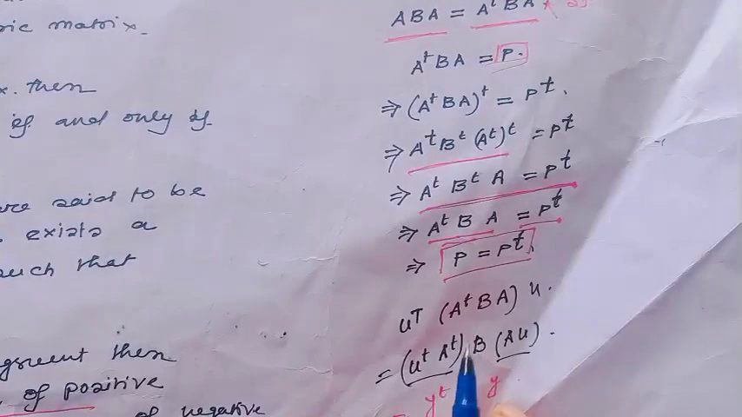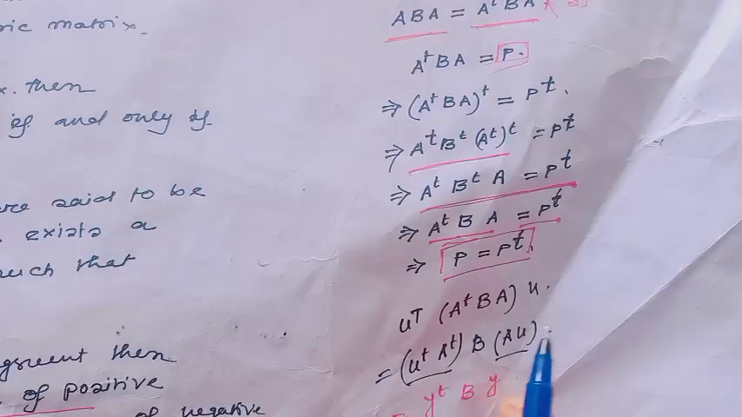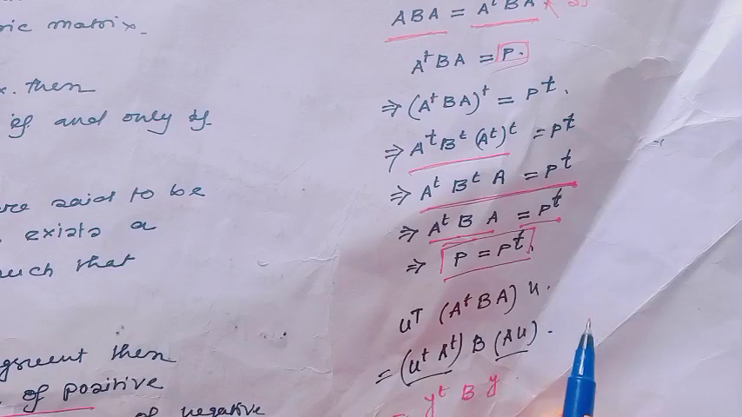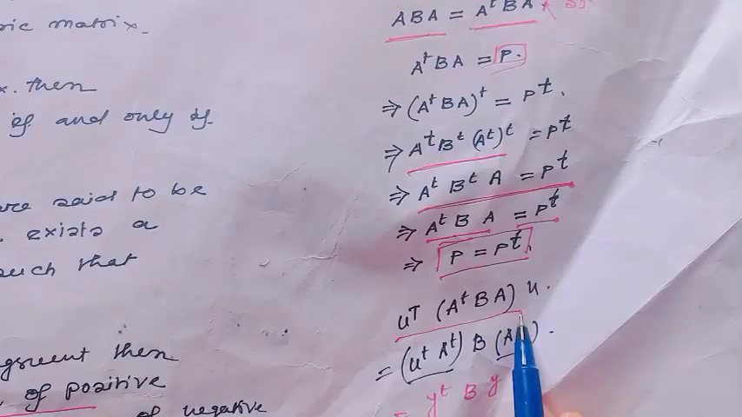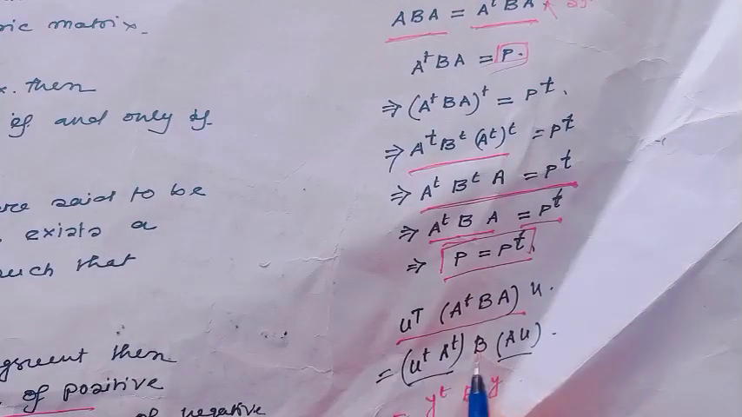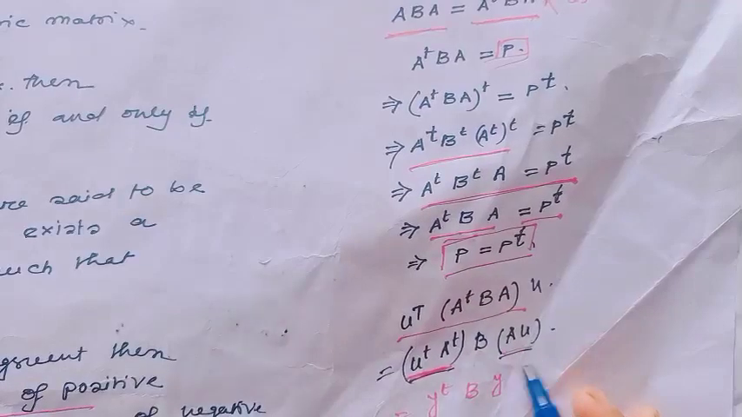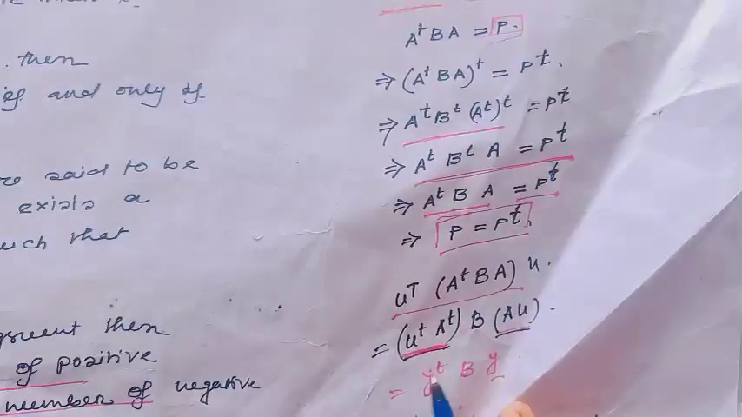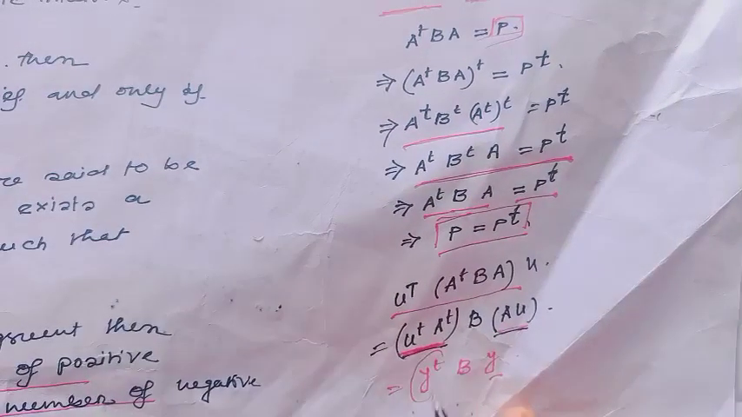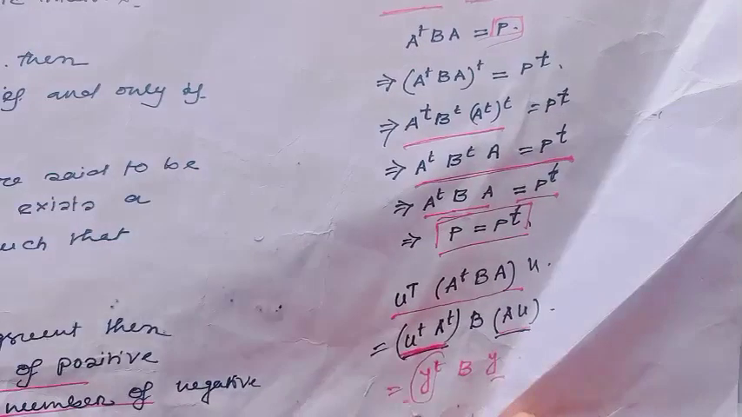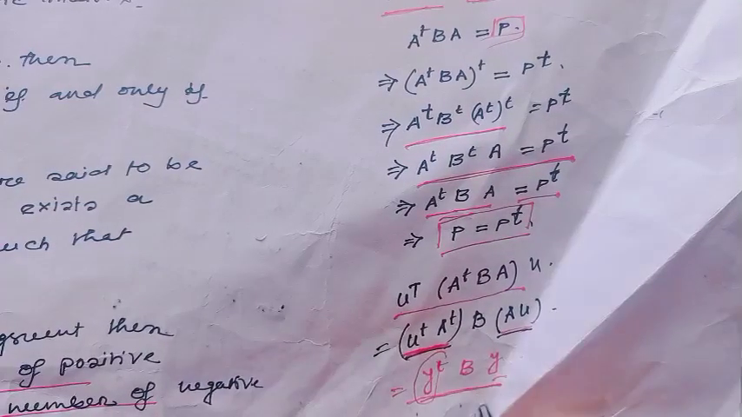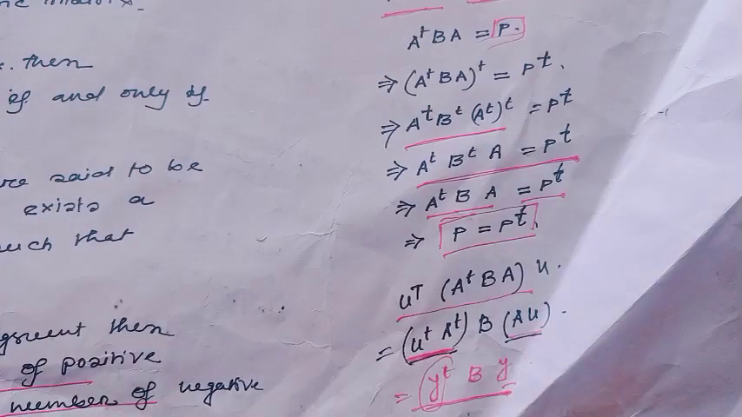Now we have to prove U transpose A transpose BA times U is strictly greater than 0 for all non-zero vectors U. From this expression, we can tell this is actually equal to U transpose A transpose B times AU. Now consider AU equal to Y. Then U transpose A transpose is nothing but Y transpose. Then the given expression is Y transpose BY.